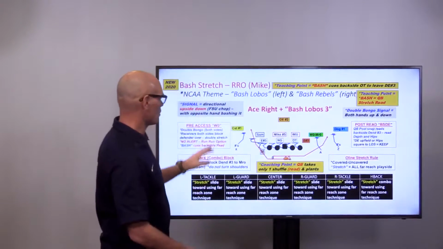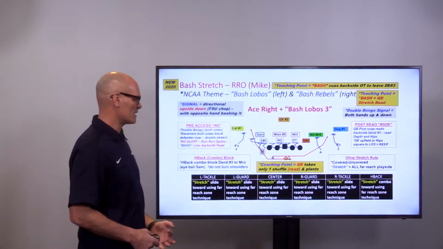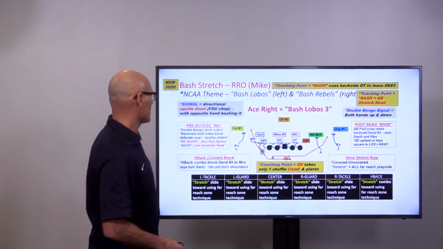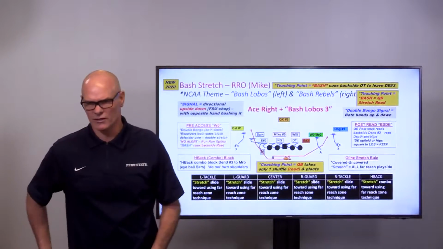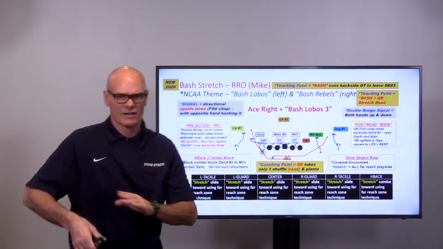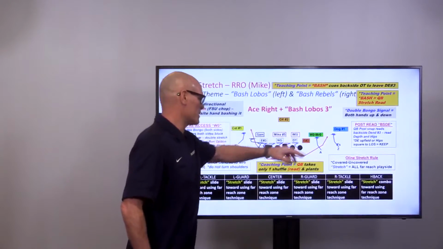And now both sides, both receivers, this turns us into a run-run option, RRO. They're all going to block when we see the bash, okay? All that is there is we're going to do our Lobo signal like this, but you're going to take the opposite hand and bash it down like that. So again, quarterback's going to say bash, Lobos 3. Now we're going to read third.